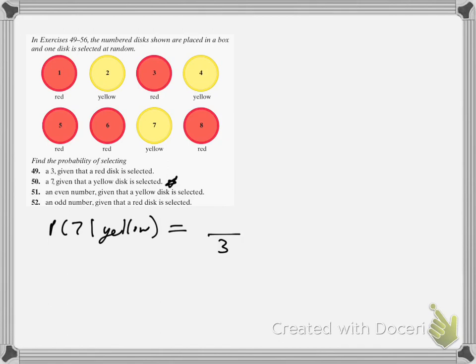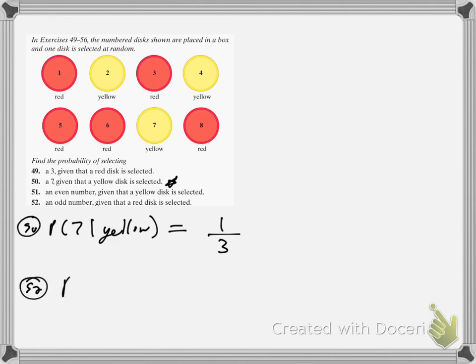So you know it's yellow. So there's 3 yellows. And how many of them now are 7s? Well, looks like there is only 1 seven. So 1 in 3 chance, since you know it's yellow. Look at number 52. So this is 51. 50 rather, my bad. It's 50. Let's look at 52.